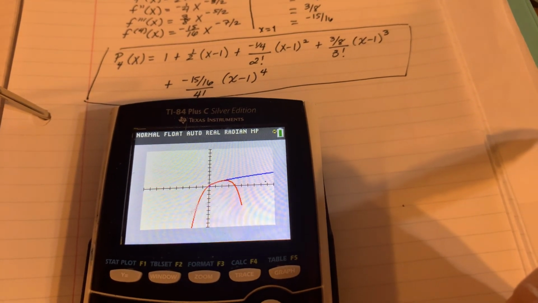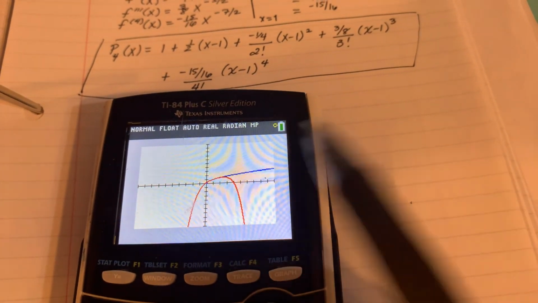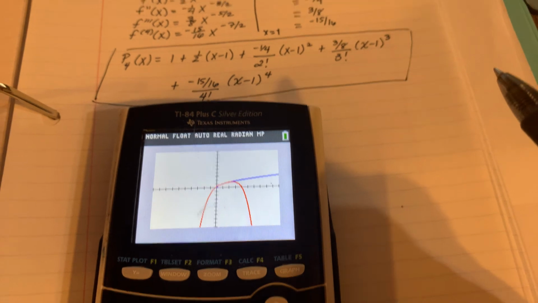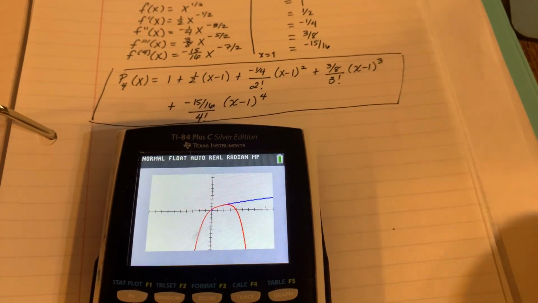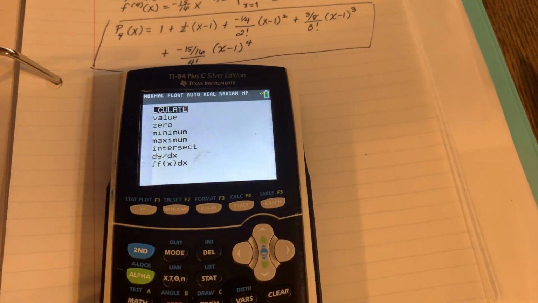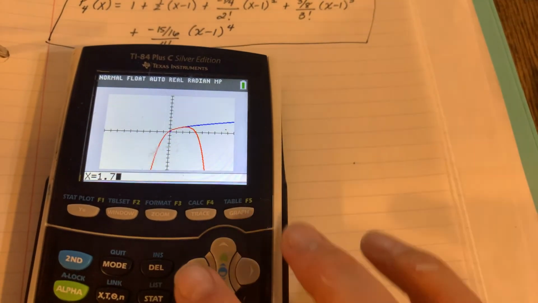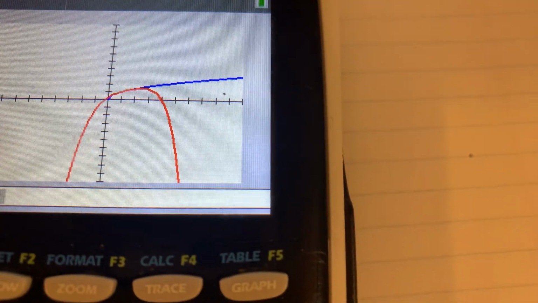Yeah, buddy. Look at that. That's pretty good. All the way up to about 2, it's good. So I could approximate it at 1.8 and it'd probably be okay. Pretty good approximation. Let's try. Let's do value at like 1.7 or 1.8. Let's do 1.8. I mean, they look like they line up for a while there, yeah.